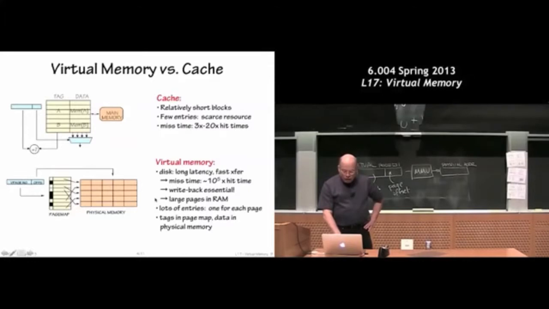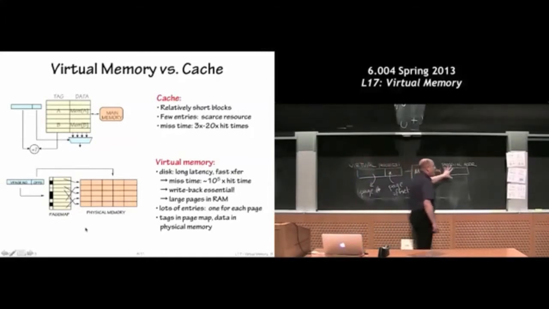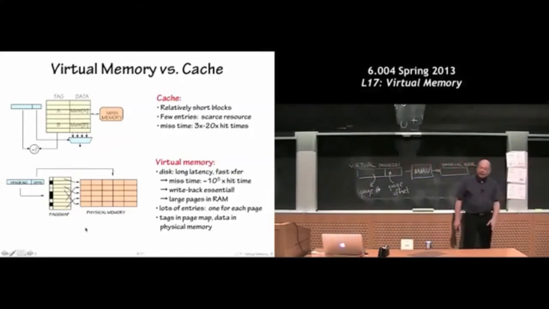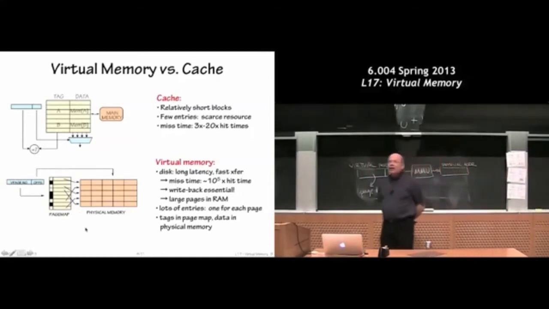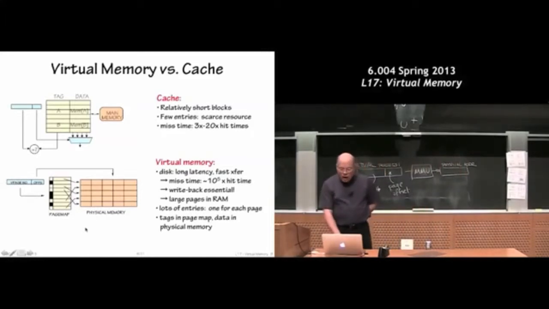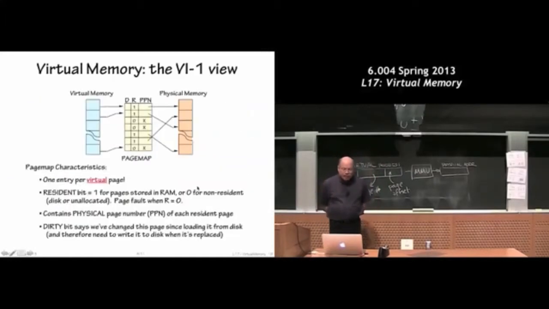So we have large pages in RAM, but there's a lot of similarities between these two schemes. And you can almost think of main memory now as being a cache for what's on disk. And that analogy will stand you in good stead so long as you remember that the miss time is huge, much, much larger than it is when we missed going from the cache to physical memory.